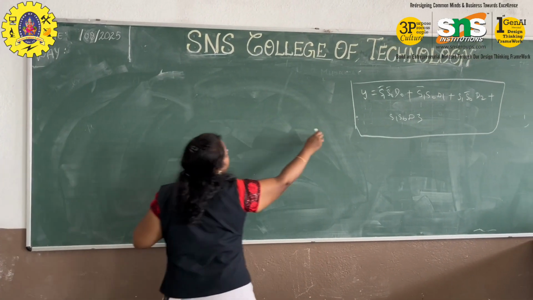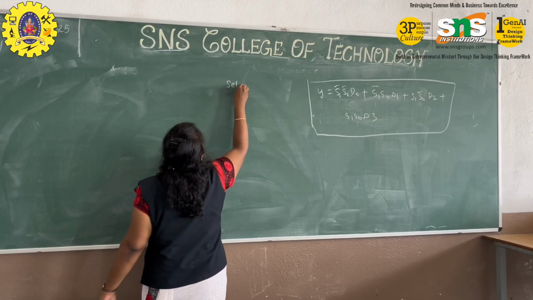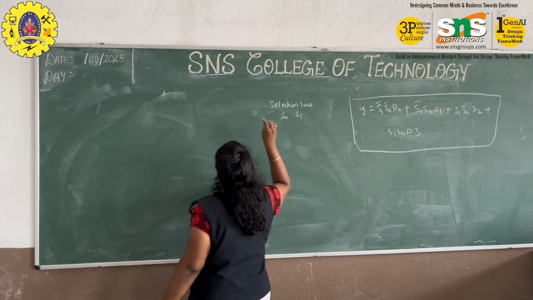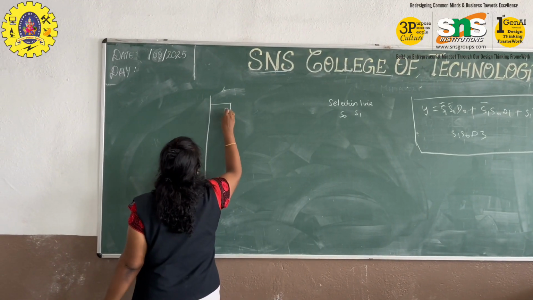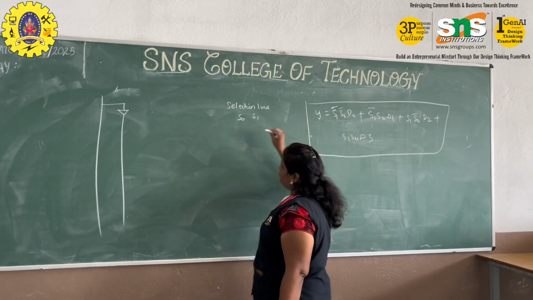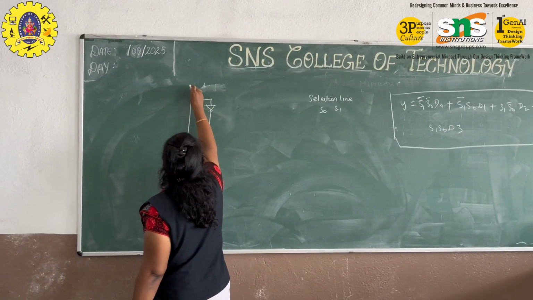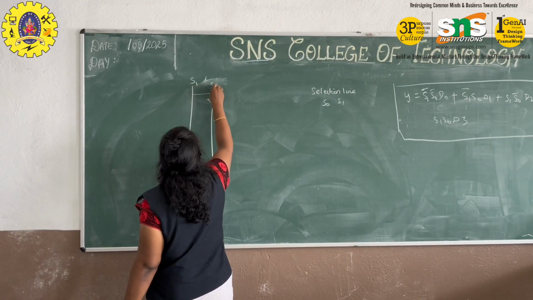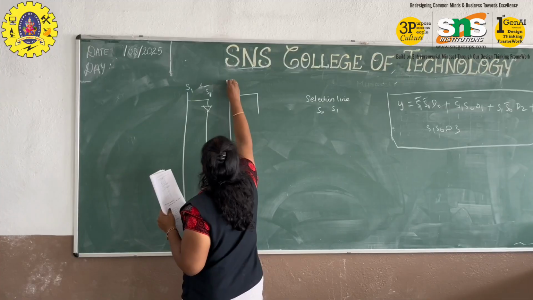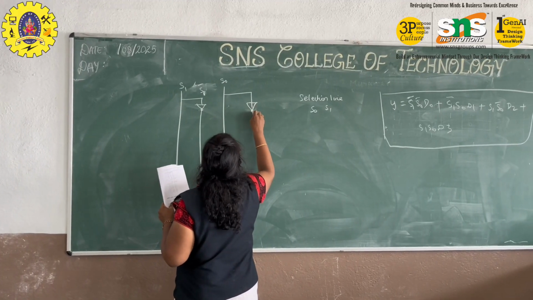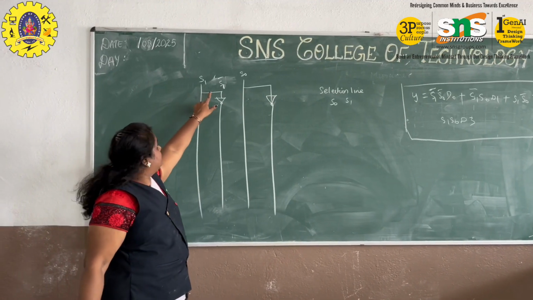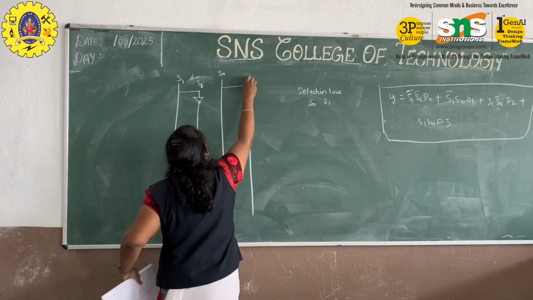We have seen the selection lines S1 and S0. So I'm going to draw the selection lines. Here it is a bar, and I'm also using a NOT gate to get S1 bar and S0 bar. So these are the input lines: S1 bar, S0, S0 bar.